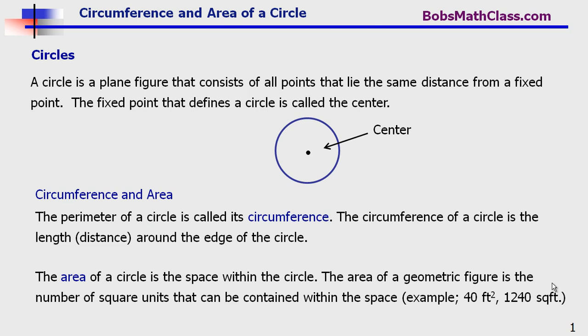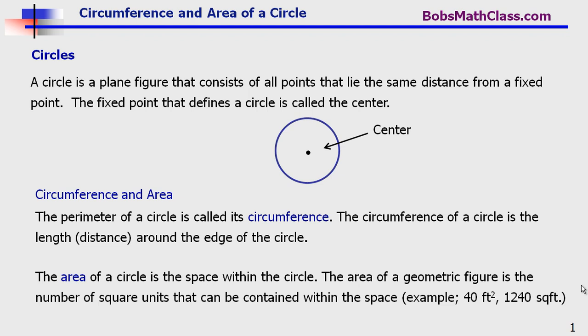Circumference and area. The perimeter of a circle is called the circumference. The circumference of a circle is the length or distance around the edge of the circle. So the circumference is the distance around the circle. The area of a circle is the space within the circle. The area of a geometric figure is the number of square units that can be contained within the space.